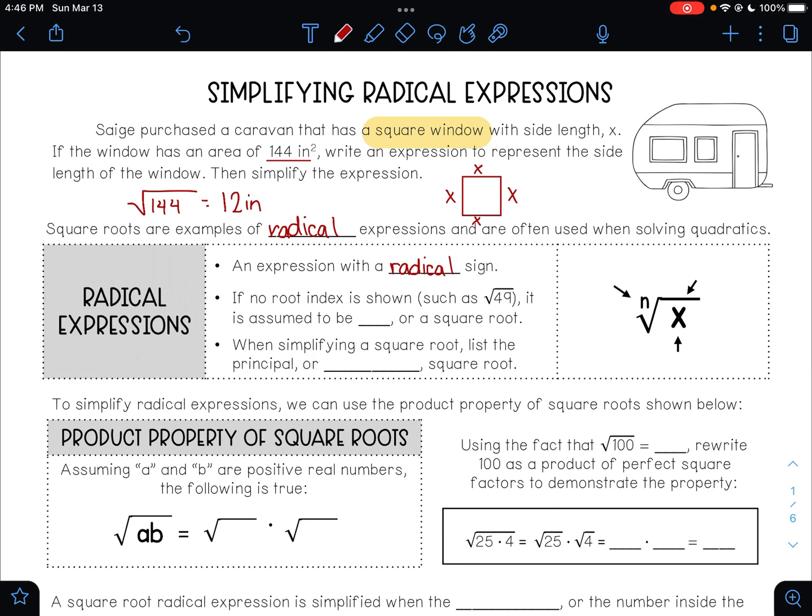If no root index is shown, such as the square root of 49, it is assumed to be a 2, or a square root. So what that means is, if we're looking over here at this picture, if there's no number clearly written right there, it is assumed to be a 2, which means it's a square root. If there's a number there, then it's a different root. So this is known as our root index.